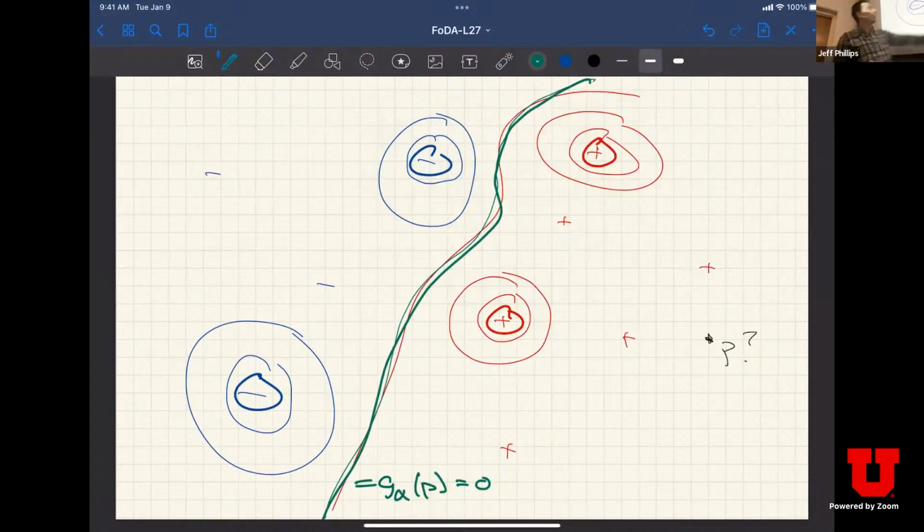So these are all the positive points. These are all the negative points. And this dividing line is no longer a line anymore. It's a curve. It's a nonlinear curve. So I can fit these functions that adapt to the data.